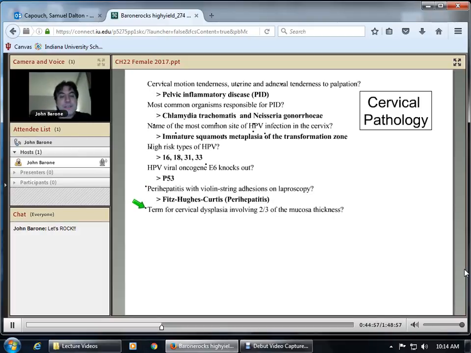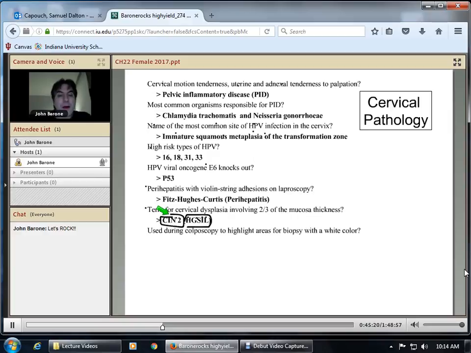All right, now what's the term for cervical dysplasia involving 2/3 of the thickness? Well, 2/3, that's moderate dysplasia or CIN2. 2/3 is CIN2. If it's on a pap smear, we call it high-grade squamous intraepithelial lesion. So this is the pap smear term. This is the biopsy term.